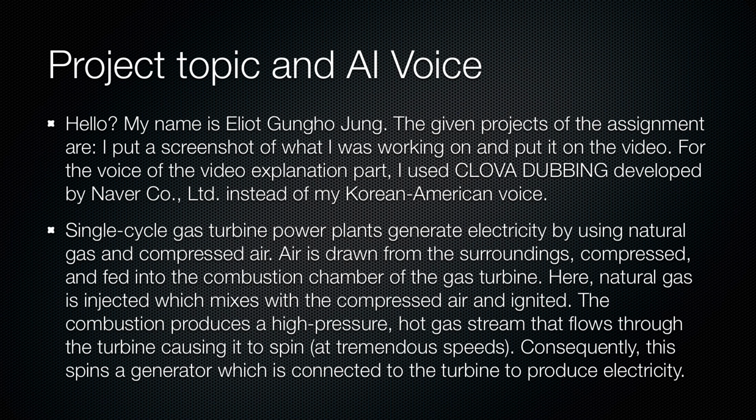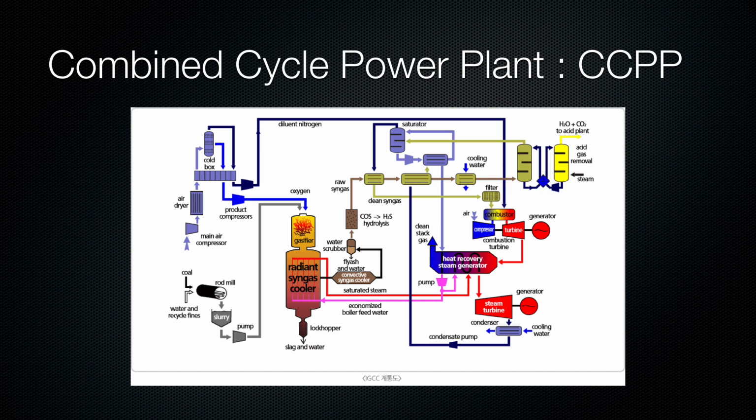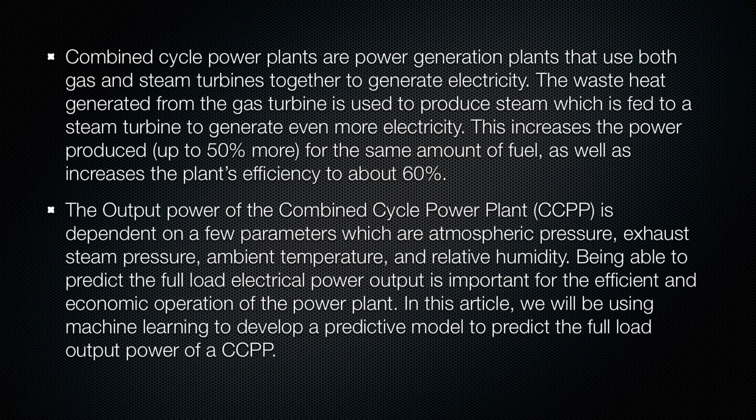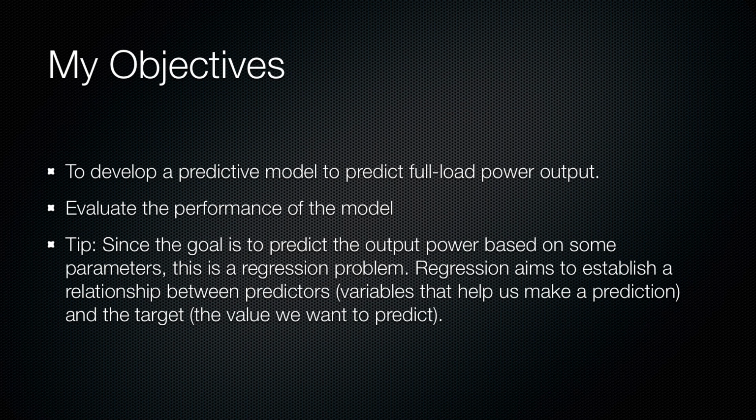Single-cycle gas turbine power plants generate electricity by using natural gas and compressed air. Air is drawn from the surroundings, compressed, and fed into the combustion chamber of the gas turbine. For single-cycle gas turbines, much of the energy is wasted as hot exhaust, achieving an energy conversion efficiency of 35% at best. Combined cycle power plants are power generation plants that use both gas and steam turbines together to generate electricity. To develop a predictive model to predict full load power output, evaluate the performance of the model.